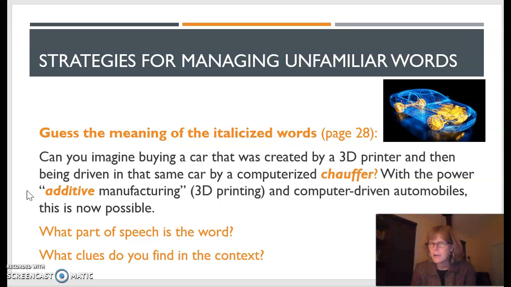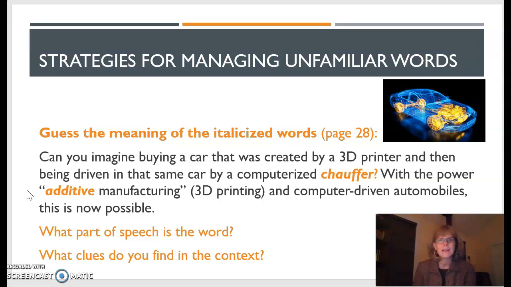Really, my clue is inside the word here. The word add, to add something, in addition, right? An additive manufacturing, meaning that 3D printing is adding more possibilities.